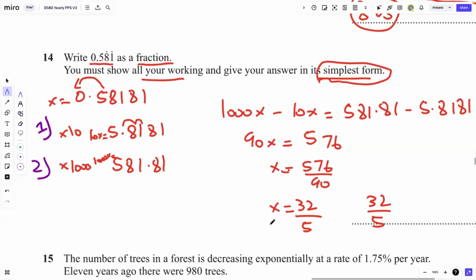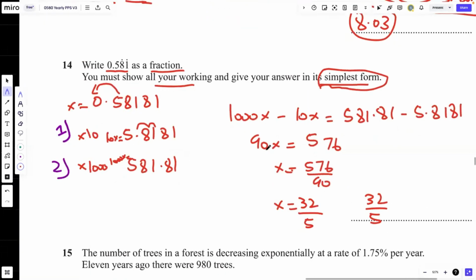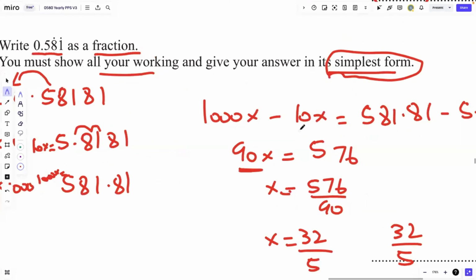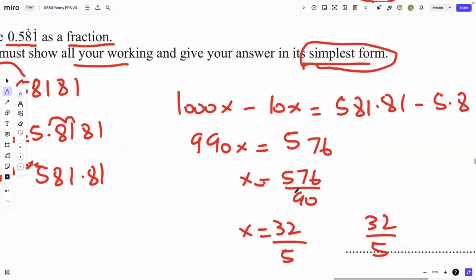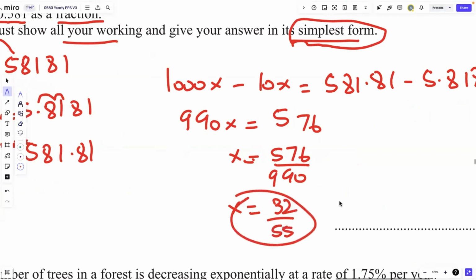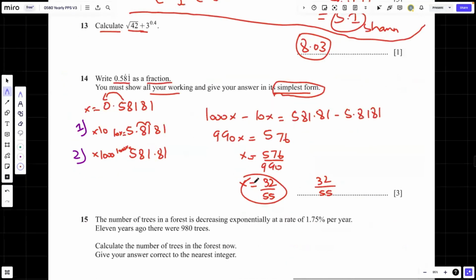Hold up, I think we have made a mistake here slightly. This was supposed to be 990 actually, not 90, because it's 1000 minus 10, not 1000 minus 100. So it's supposed to be 990, so this is incorrect. Let's correct this real quick. It's going to be 576 divided by 990. That's going to give us 32 over 55, and that's your simplified fraction as the final answer.